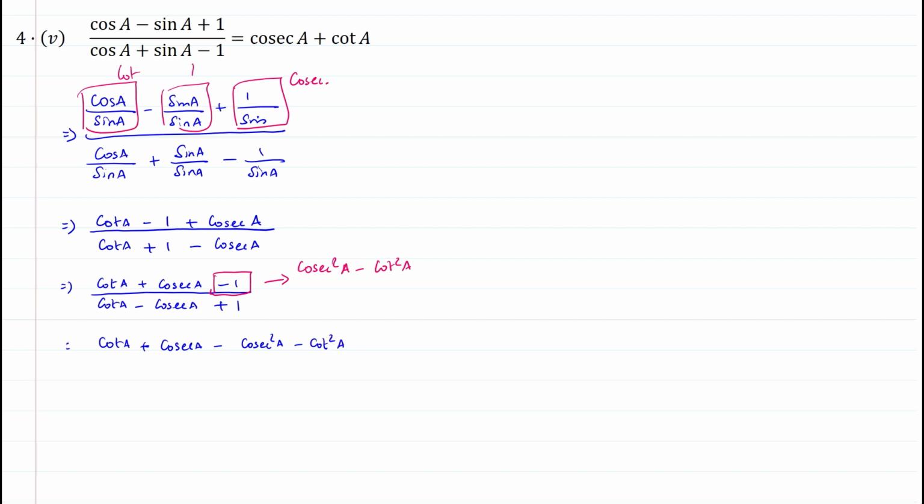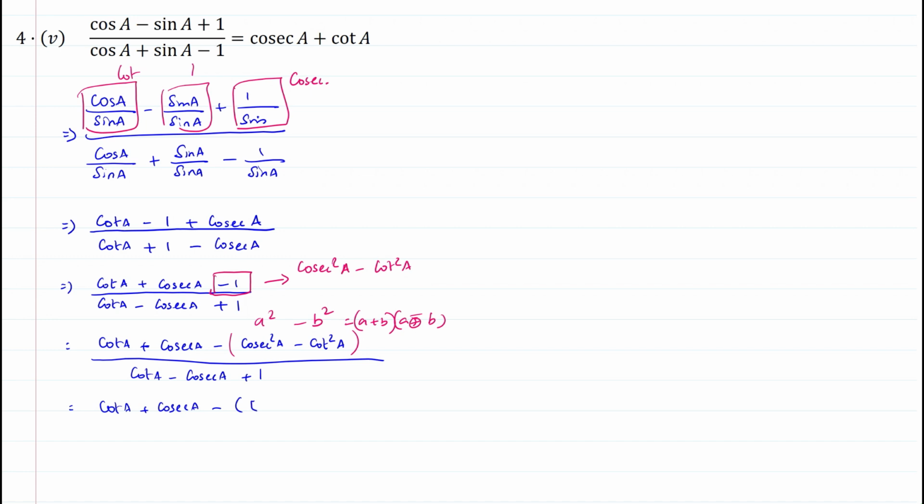And if you see carefully, this is of the form A square minus B square, which is equal to A plus B into A minus B. Okay, now the next step will be, and this one divided by cot A minus cosecant A plus 1. So, the next step will be cot A plus cosecant A minus (cosecant A minus cot A) into (cosecant A plus cot A), that is A plus B into A minus B, close the bracket, and cot A minus cosecant A plus 1.